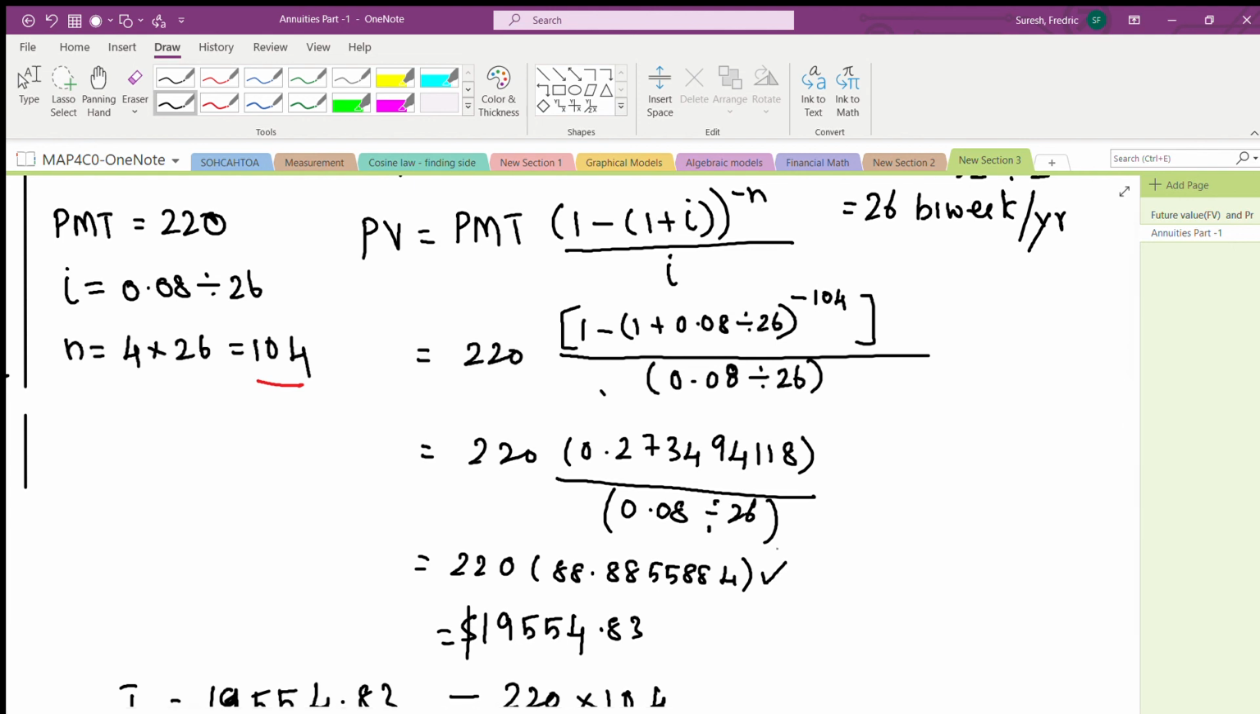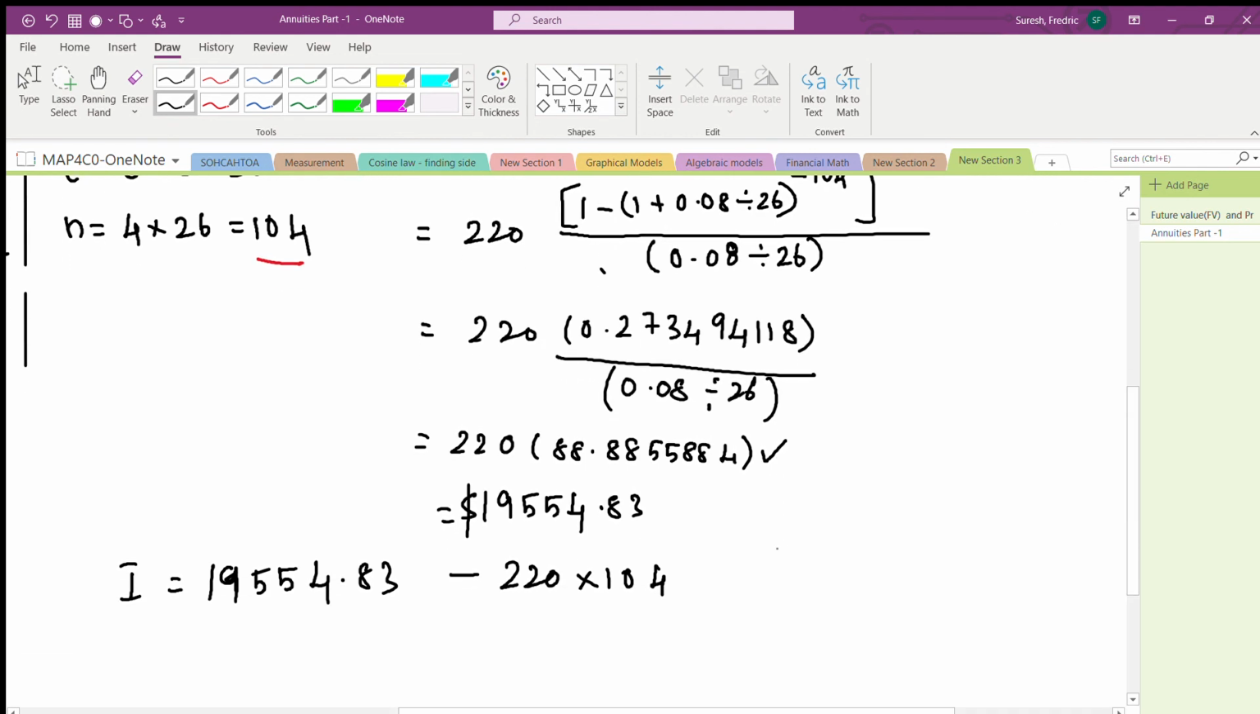Okay, 19,554, so that seems to be fine as well. And I made 104, 220 times 104. Okay, I spotted my mistake right here. Okay, so all this is correct.